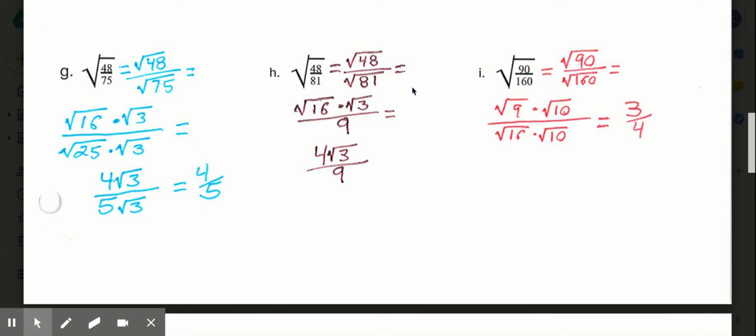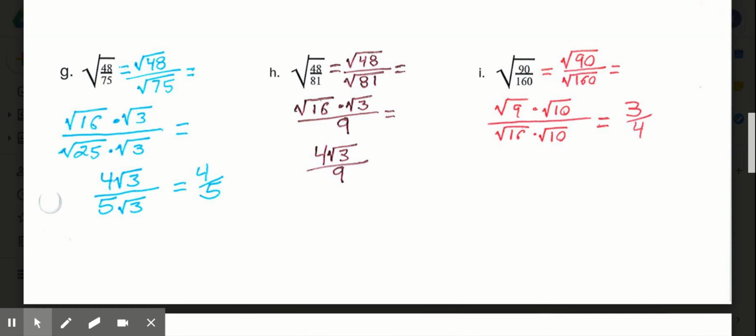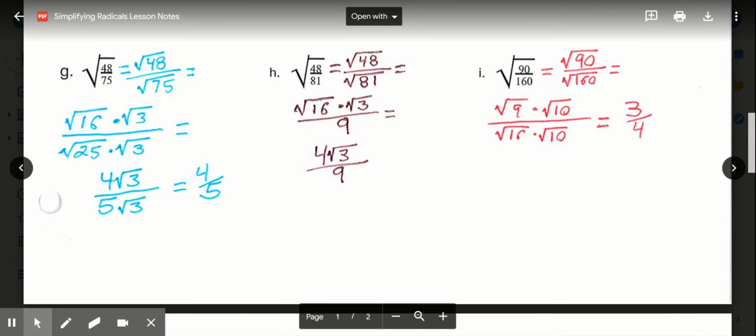And then in I, we want to split top and bottom again. Square root of 90 over square root of 160. Divide out our perfect squares. So square root of 9 times square root of 10 on top, square root of 16 times square root of 10 on bottom. The square roots of 10 cancel. Square root of 9 is 3, square root of 16 is 4, so our answer is 3 over 4.